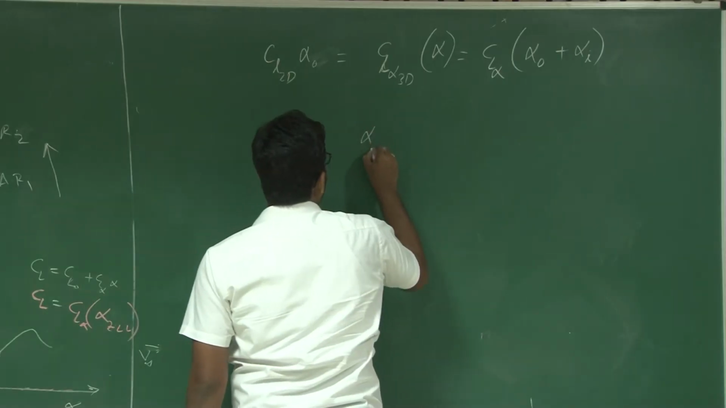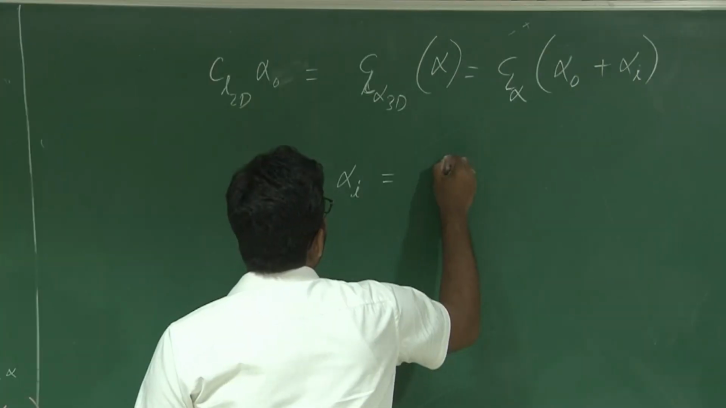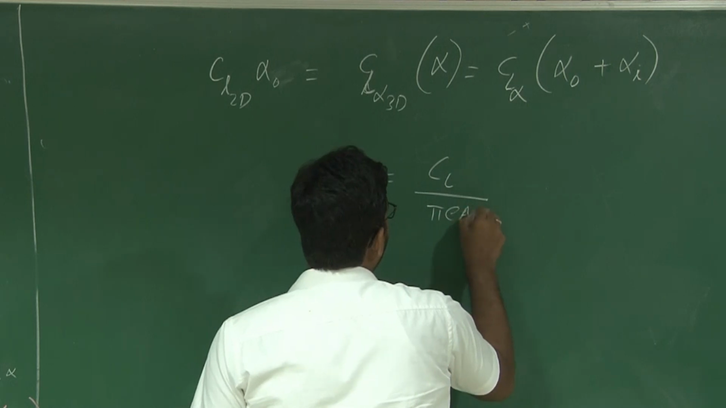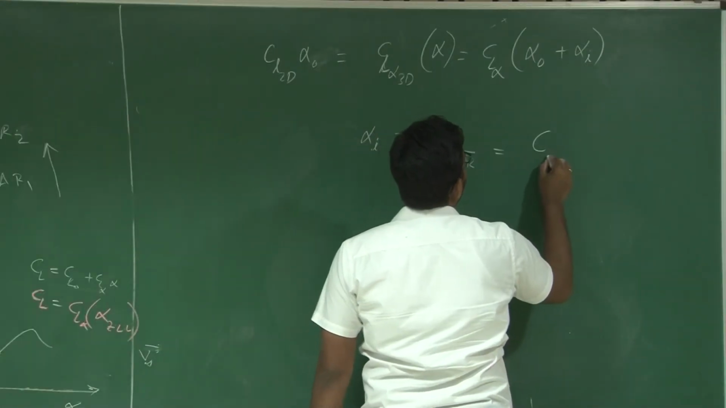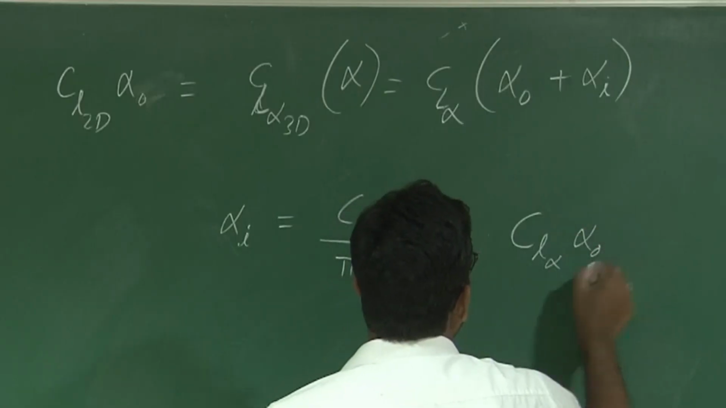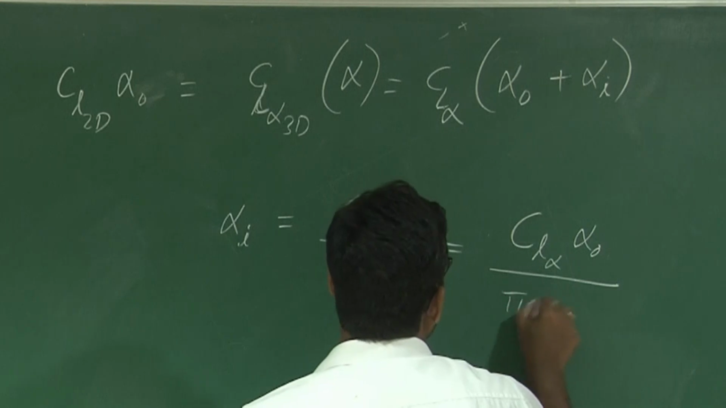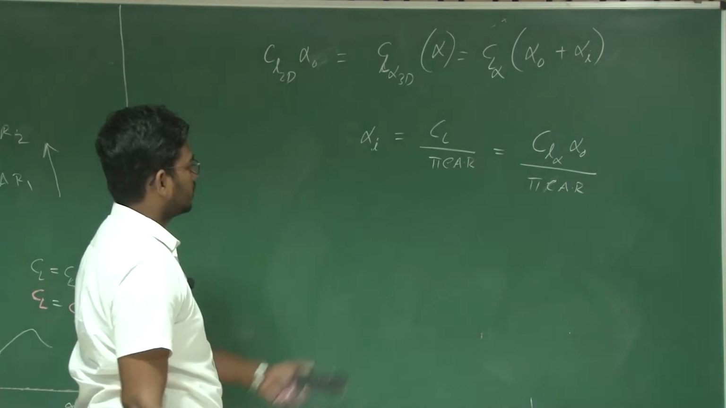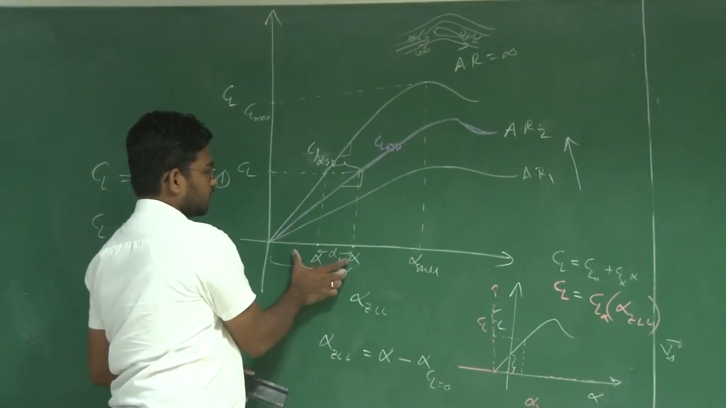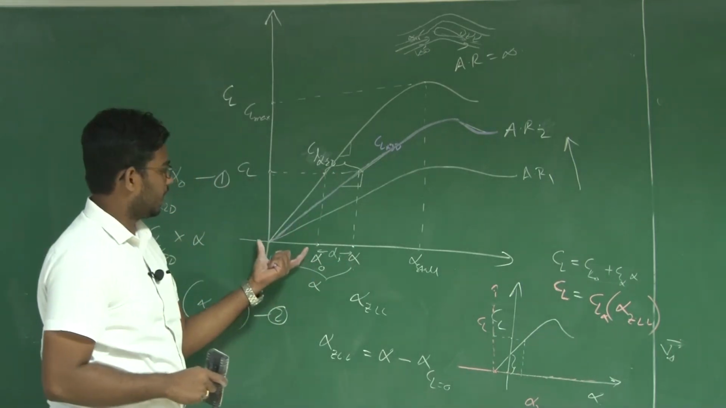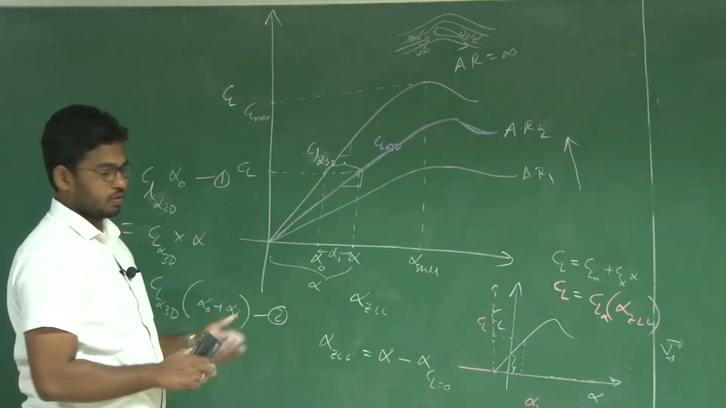CL alpha into alpha naught plus alpha I. Alpha I is CL divided by pi E AR. Express it as CL alpha into alpha naught of the aerofoil, divided by pi E AR. The same CL can be achieved from the aerofoil as well as the wing. The change is the angle of attack at which you are achieving this CL. For an aerofoil, you can achieve it at alpha naught.